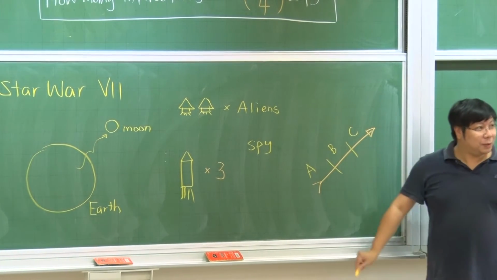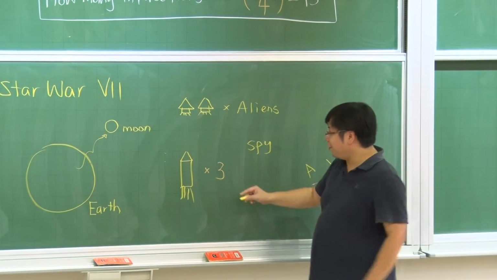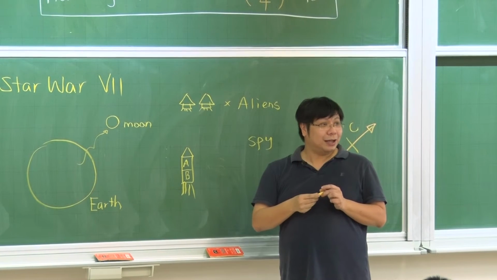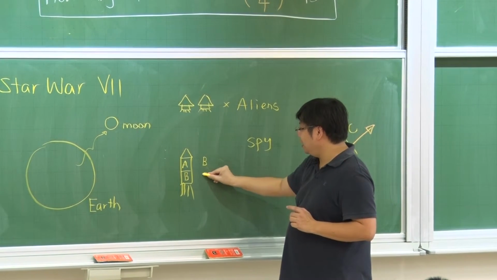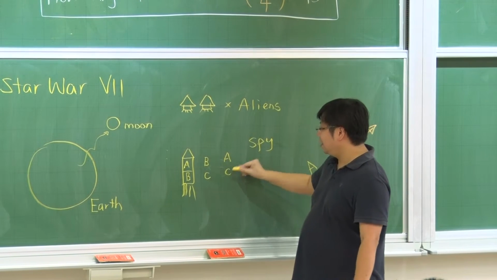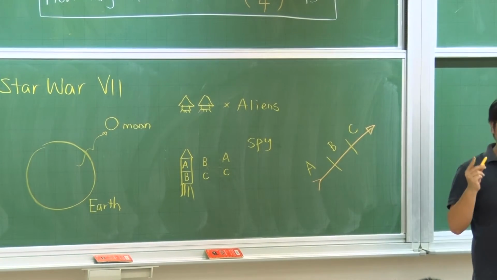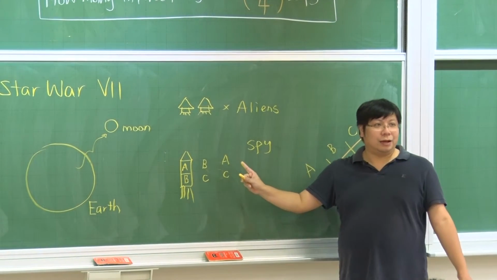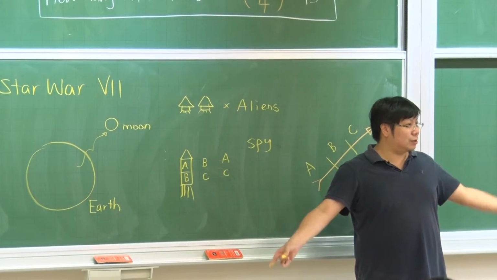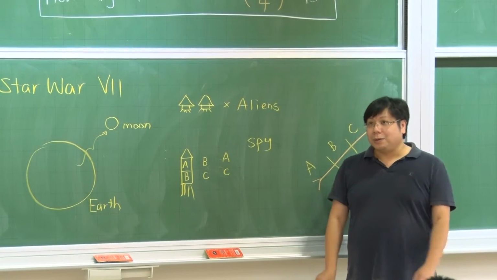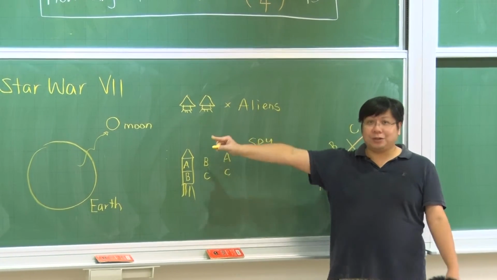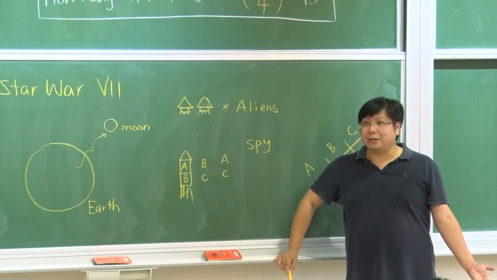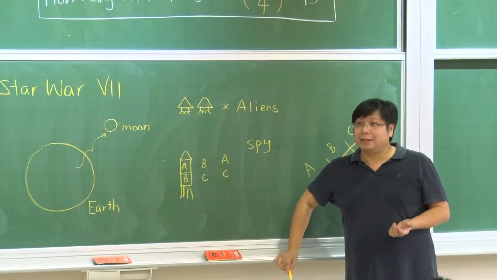Then we build three of these rockets. The first rocket, you send A, B. The second rocket, you send B, C. The third rocket, you send A, C. This is it. No matter which rocket the spy captures, they only get part of this weapon, so they don't know the secret. But on the other hand, no matter which 2 rockets are sent to the moon, we can rebuild the whole weapon, because we have all the parts. Is that okay?